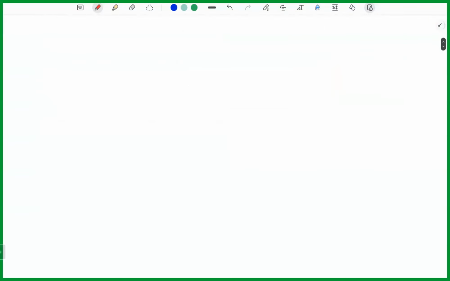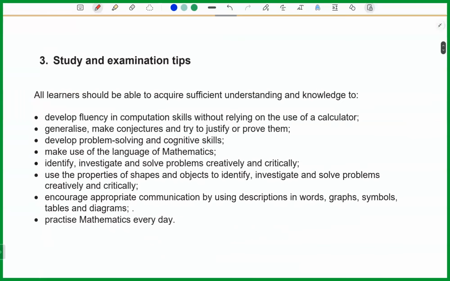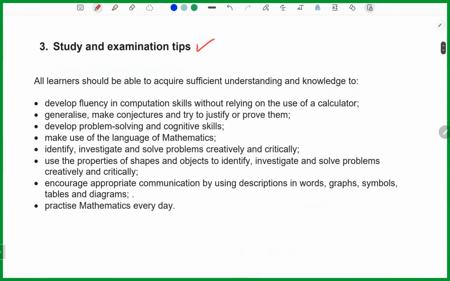So there are certain study and examination tips you need to learn in this trigonometry section. All learners should be able to acquire sufficient understanding and knowledge to develop fluency in computation skills without relying on the use of a calculator.